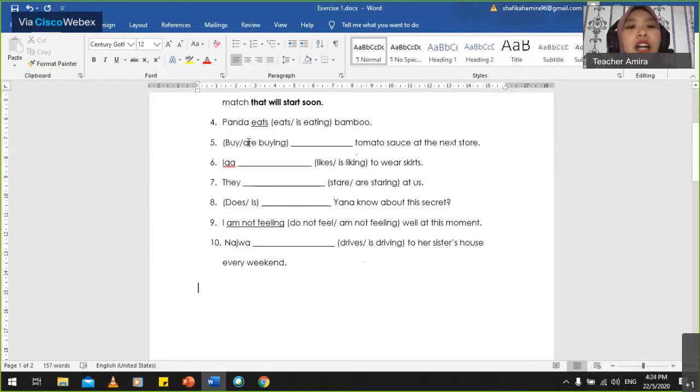Okay, number 5. We start with a verb. And then we have tomato sauce at the next store. Anyway, okay, buy or buying tomato sauce. There is no subject here. There's only an object. This could be an instruction. So if it's an instruction, it is simple present tense. So if simple present tense, the answer should be buy. Capital letter B. Buy tomato sauce at the next store.